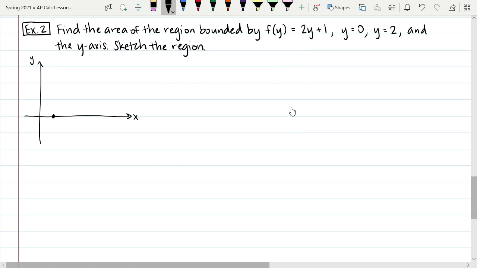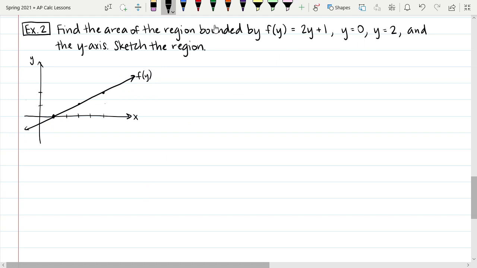But because this is flipped around, we're actually going to go right 2 and up 1. And then again, right 2 and up 1. So our function looks like that. So this is our f of y.